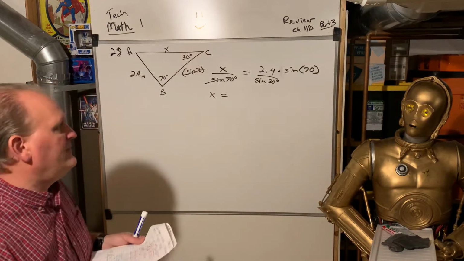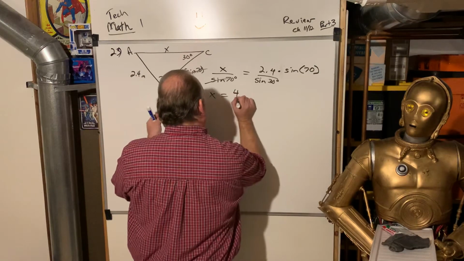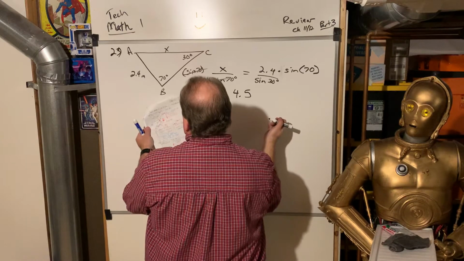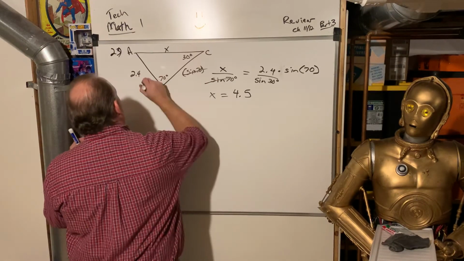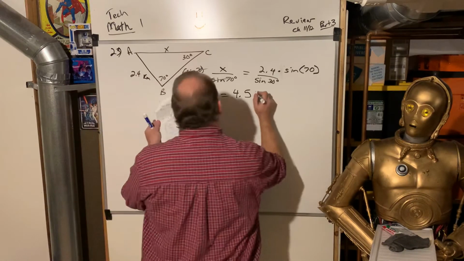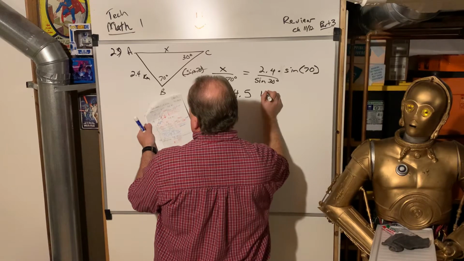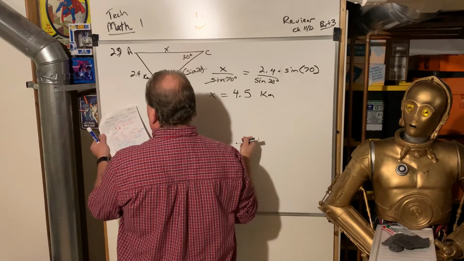2.4 times sine of 70, end paren, divided by sine of 30. That is 4.5. Oh, is that kilometers? Okay, that wasn't just meters then, that was kilometers. And so, kilometers, I guess. Okie dokie.